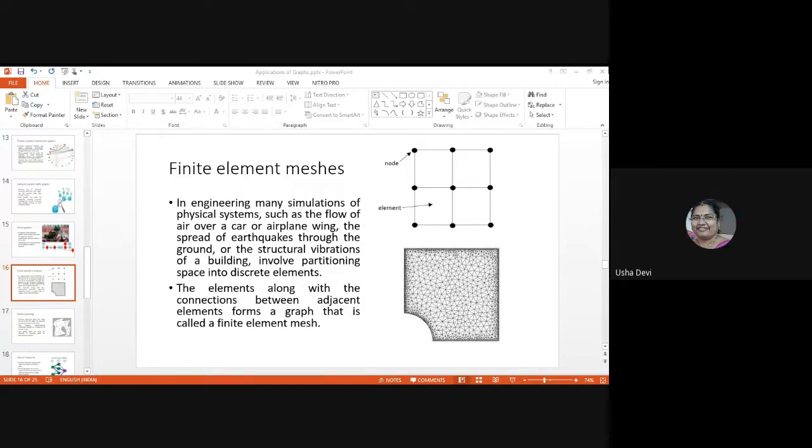Then in case of n, how many edges? What is the generalized formula for it? Ma'am, n into n minus 1 divided by 2. Yes. Okay. So n into n minus 1 divided by 2. If it is a directed graph, what could be the generalized formula?